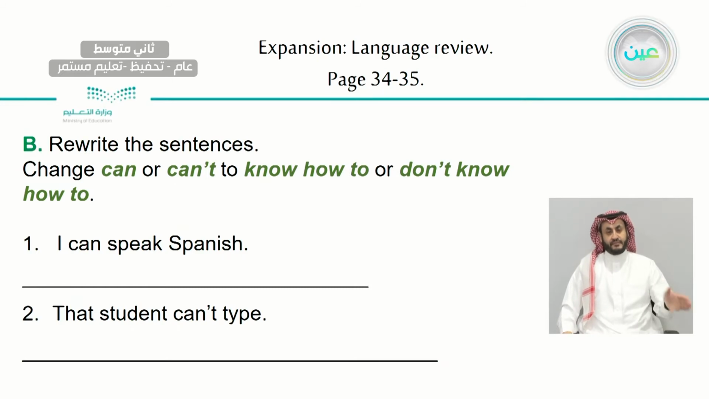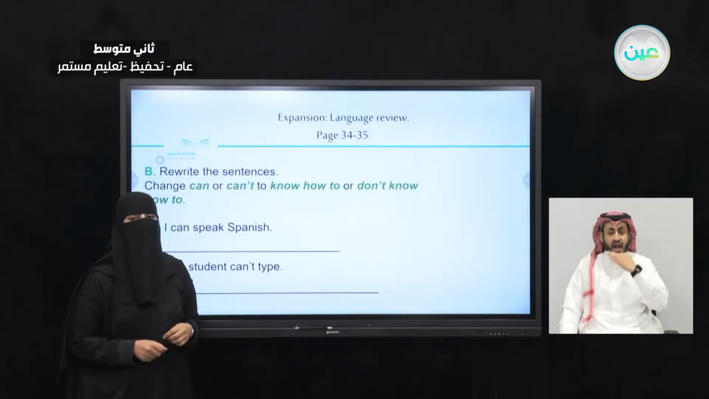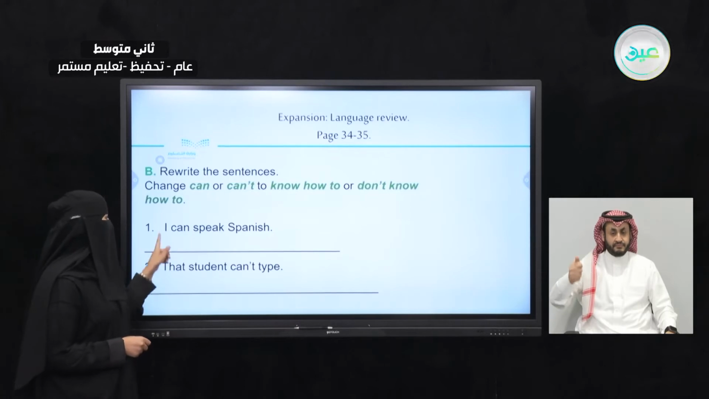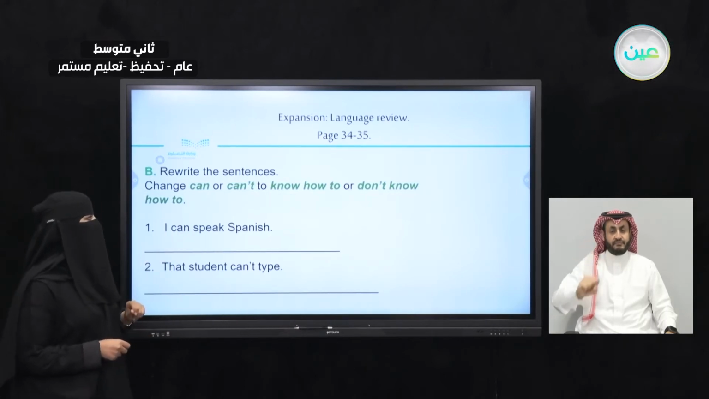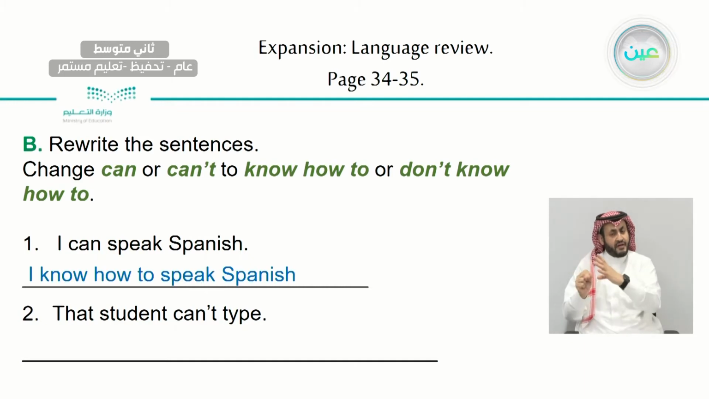Now, it's your turn. Let's take a look at the examples and think about it before we change the word can. So, here we have, I can speak Spanish. We are changing can into what? Know how to. The sentence is going to look like this. I know how to speak Spanish. It's a thing I can do.